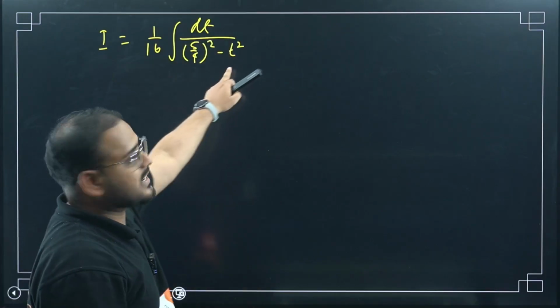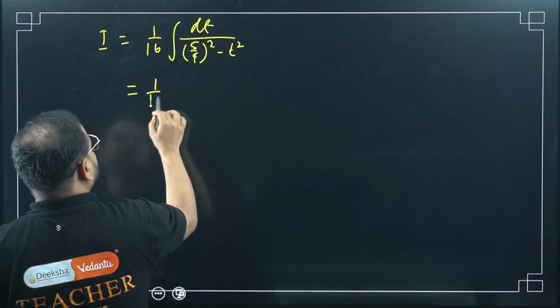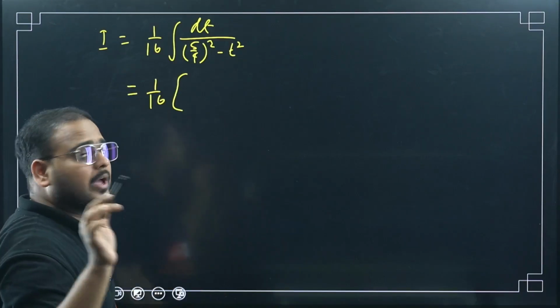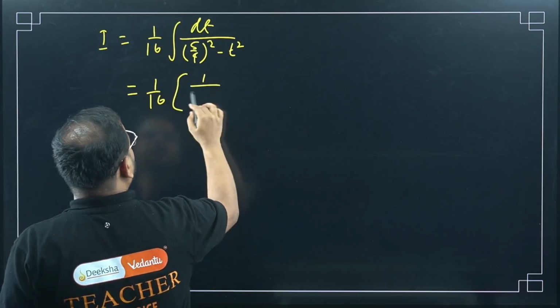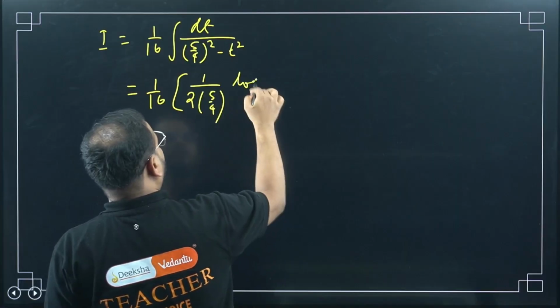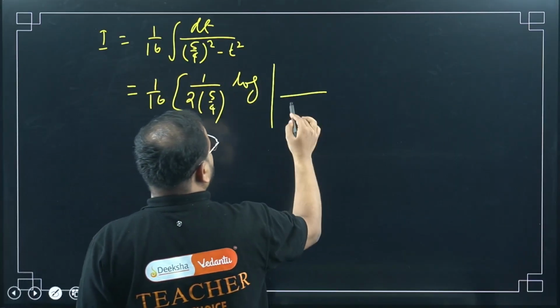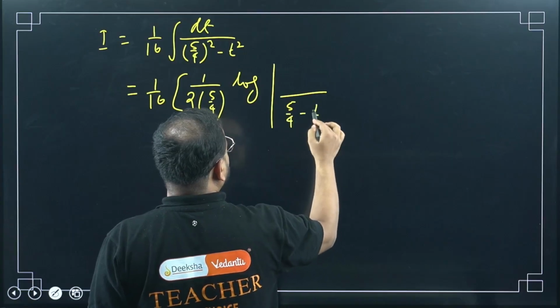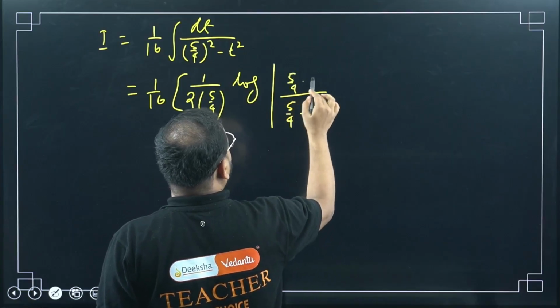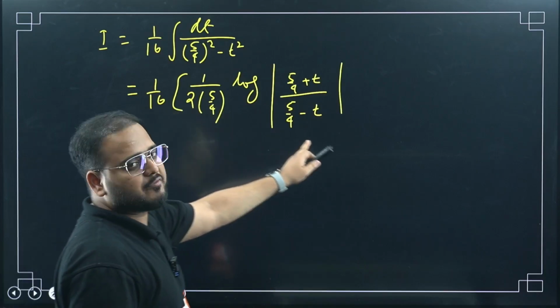A square minus x square. A square minus x square. How will I write this? 1 by 2a will be outside. So 1 by 2 times of 5 by 4. Then what will come? Log will come. Over here, a minus x is there, so it will come in the denominator first: 5 by 4 minus t and 5 by 4 plus t. Correct?